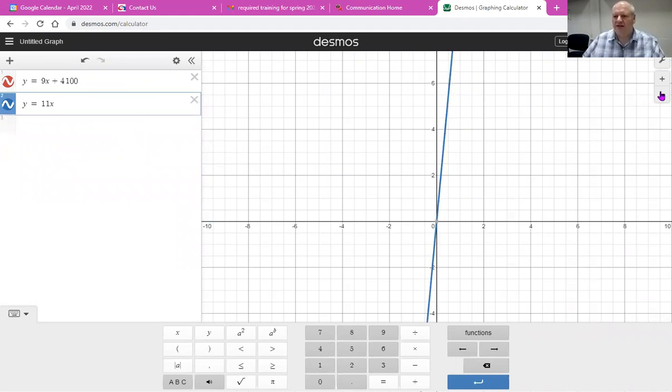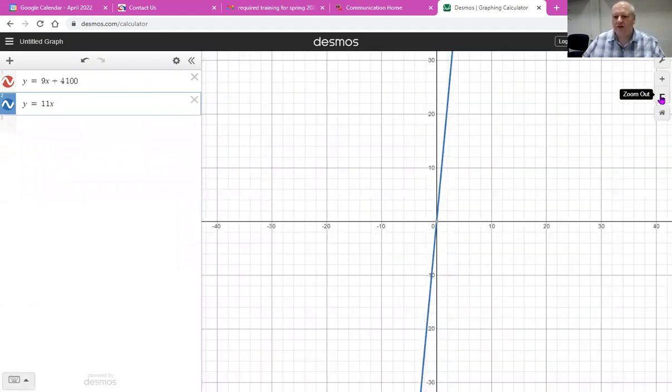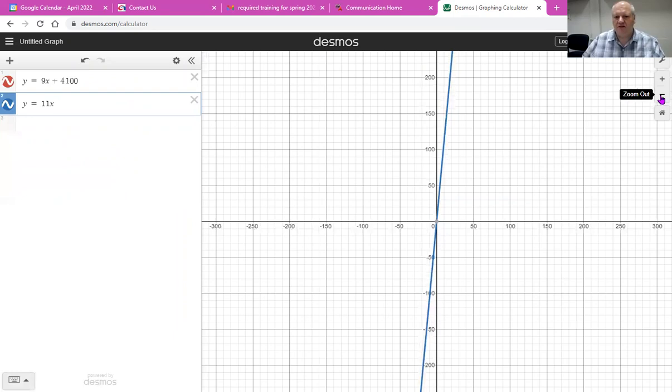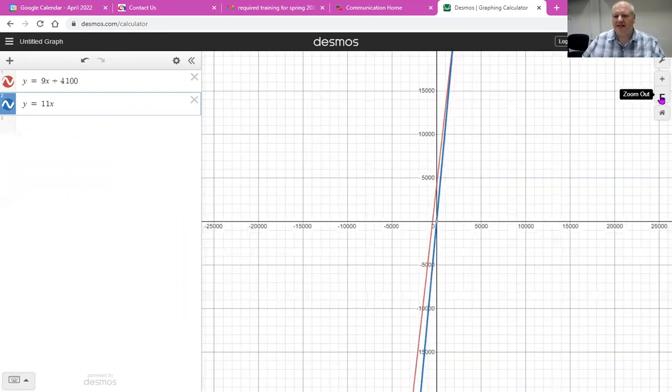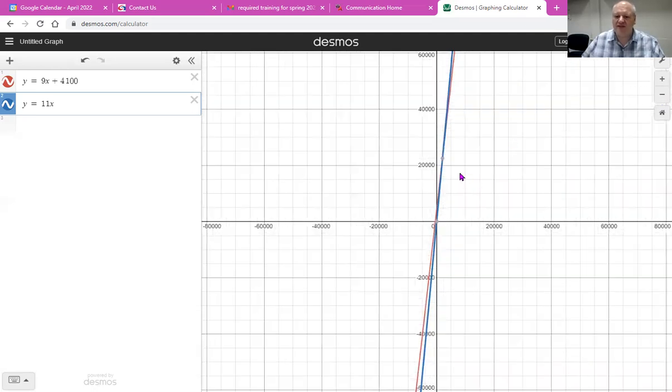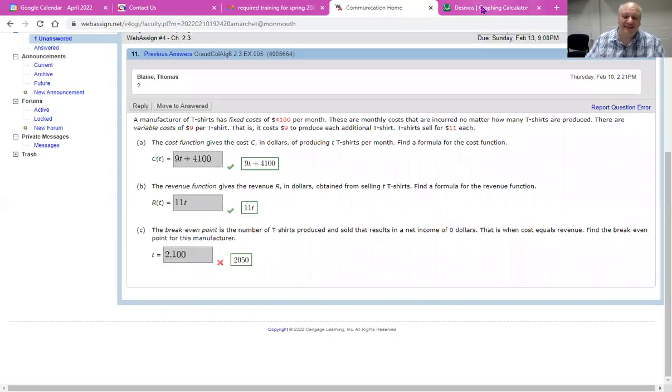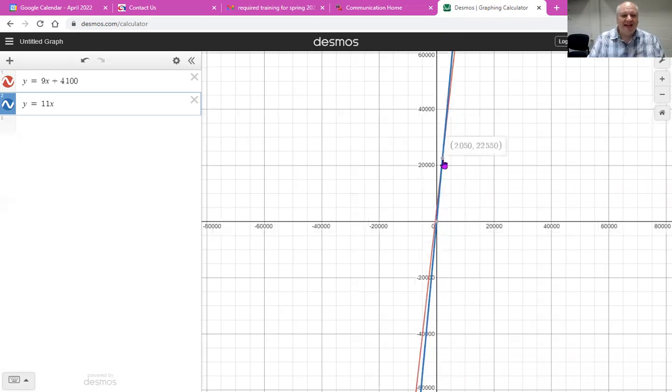Okay, let's zoom out and see if we can figure out where these things cross. They cross all the way up there. It's not very clear where they cross, but I can see that they do cross. And look at how Desmos gave you the point of cross, right? So the break-even point happens at x equals 2050. Is that even possible? Is that right? Yeah, that's it, 2050. That's what they wanted. It's a lot easier if we use Desmos. It's almost hard to believe how quick and easy it comes out that way.